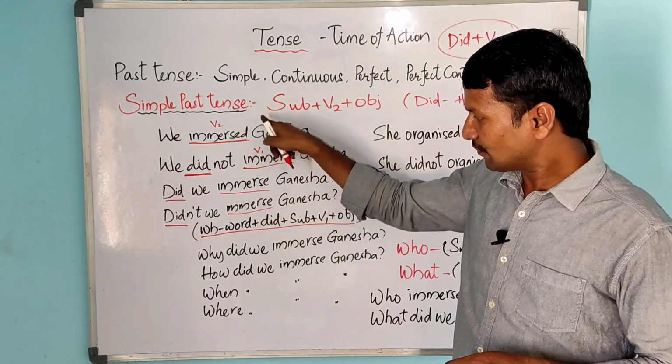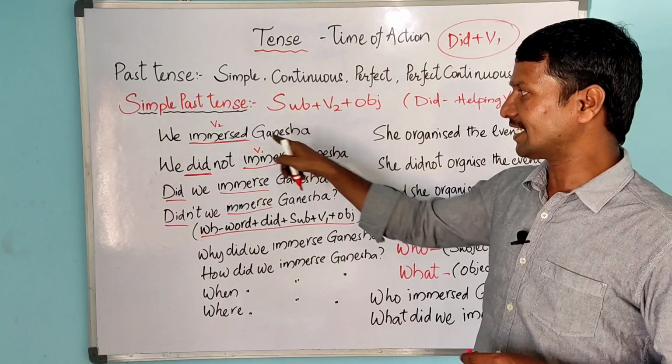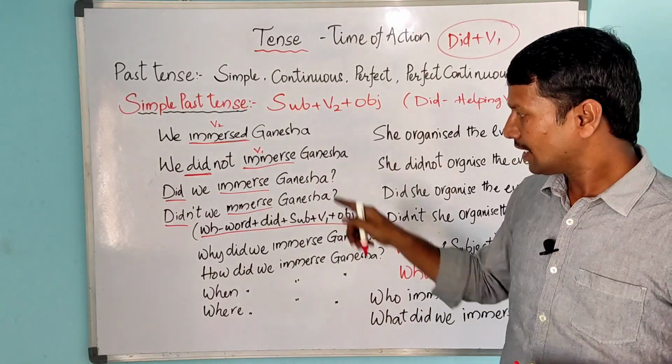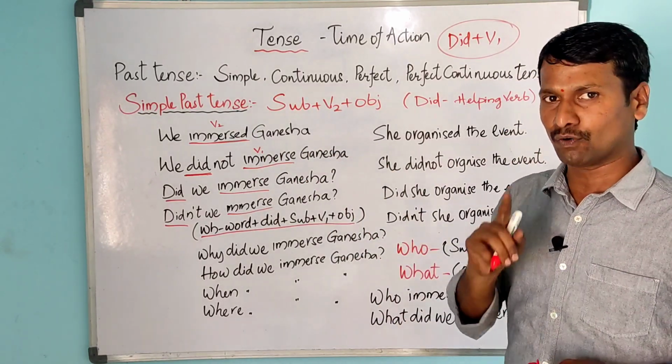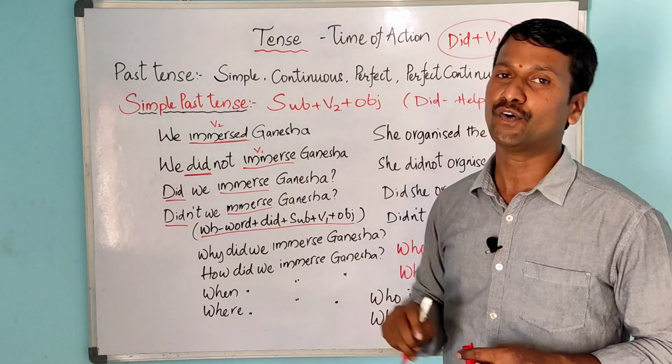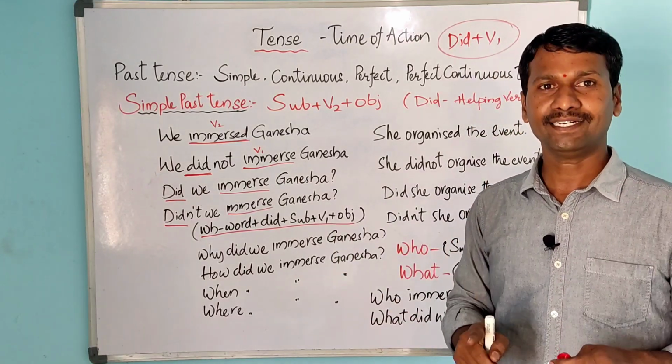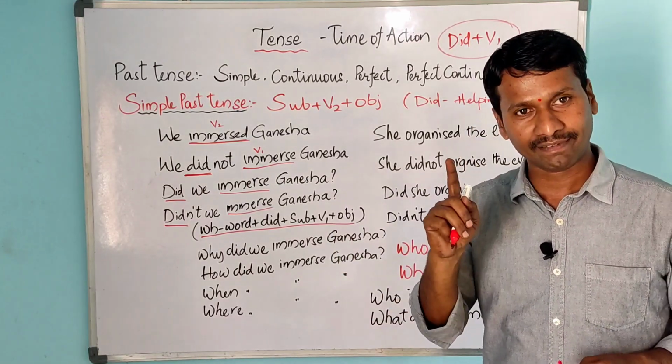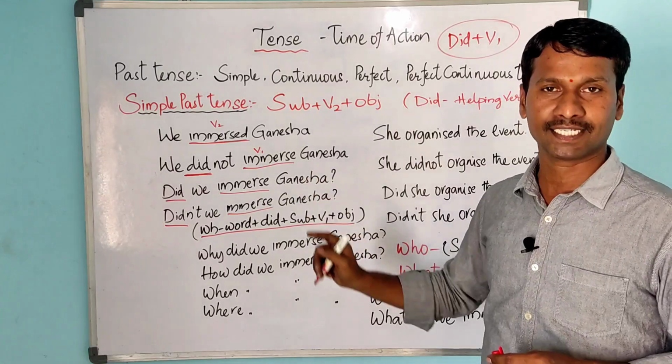So in the four sentences, only the first sentence contains the second form. In the rest of the three sentences we have only V1, the reason being did. So when there is a did, the verb form should be only in V1 form. This is the rule of simple past tense.